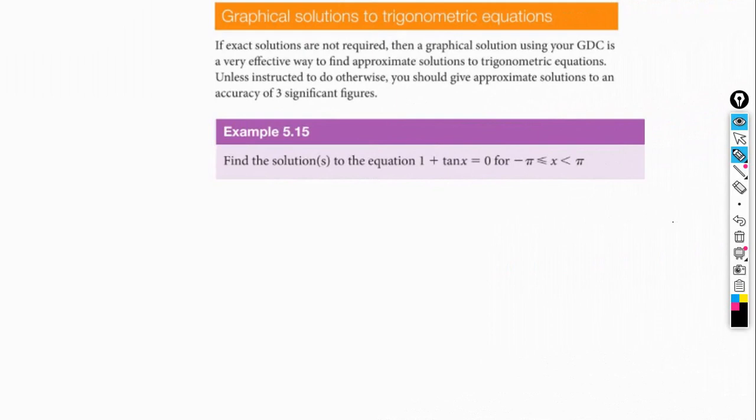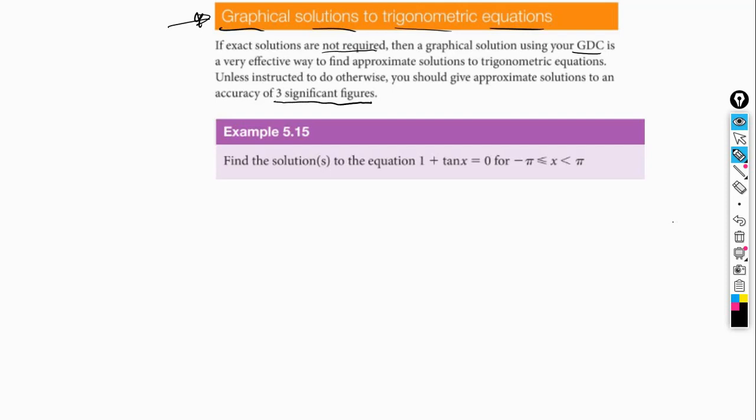So now let's take a look at graphical solutions to trigonometric equations. Now by graphical, they mean using the GDC. If exact solutions are not required, then a graphical solution using your GDC is a very effective way to find approximate solutions to trigonometric equations. Unless instructed to do otherwise, you should give approximate solutions to an accuracy of 3 significant figures.